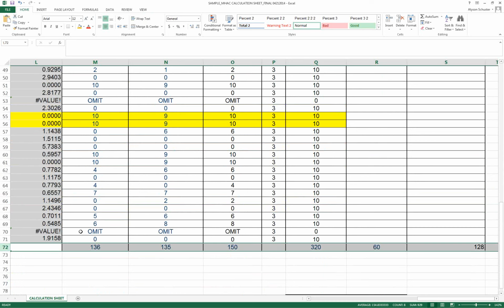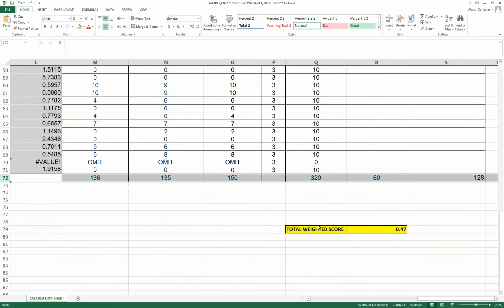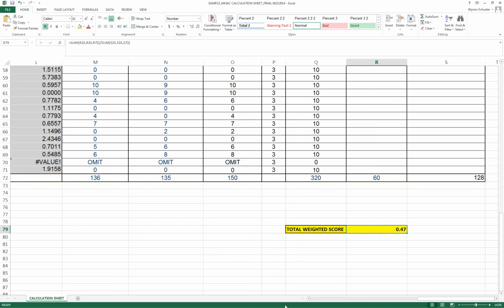Now, again, if your PPC is omitted because in the base year data you didn't have at least 10 at risk or 1 expected, those don't show up here. And finally, down here in yellow, you will see the calculated weighted score.